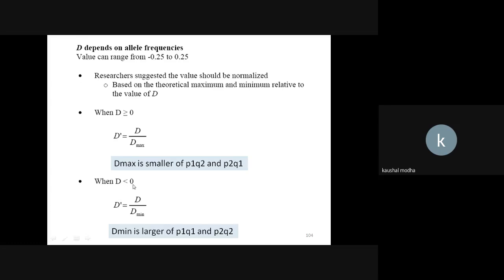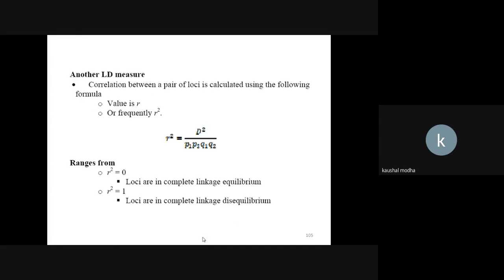If D value is less than 0, then the normalized D value is D divided by D min. And D min, this is actually D minimum, the normalized D dash value. D min is the larger of these two. So you see, to calculate D maximum, we are dividing D by the smaller value. And to calculate normalized D minimum, we are dividing this D by the larger of these two. You can see the combinations are different. So this is how the D value is normalized across the allelic frequencies.